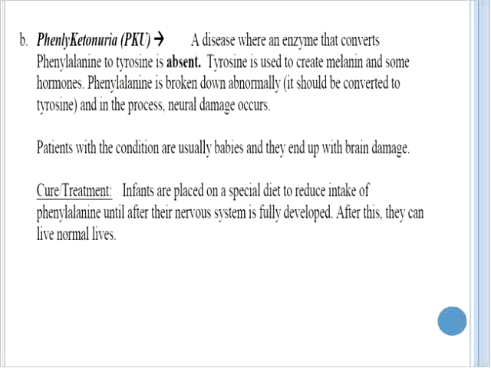PKU, or phenylketonuria, is another example of an autosomal recessive disorder. Here, an enzyme that normally converts phenylalanine to tyrosine is absent. Tyrosine is used to create melanin and some hormones, and phenylalanine is broken down abnormally. It should be converted to tyrosine, but is not. In the process, neural damage results. This usually affects babies, and they end up with brain damage.